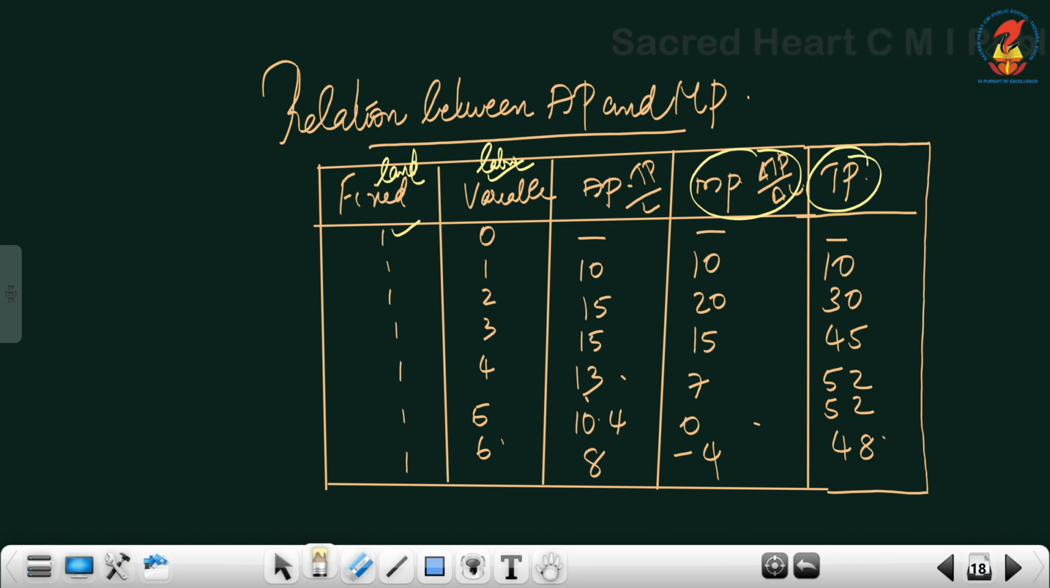So AP is TP by L, total productivity divided by L, labor. MP is delta TP by delta L. These are the values. Now, how do you get TP by L? You know that, isn't it? TP is 10 divided by 1 is equal to 10, isn't it?